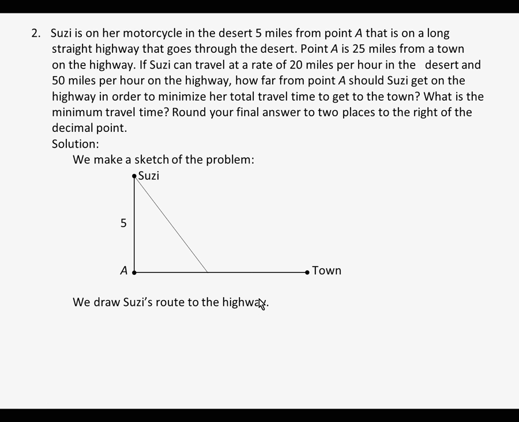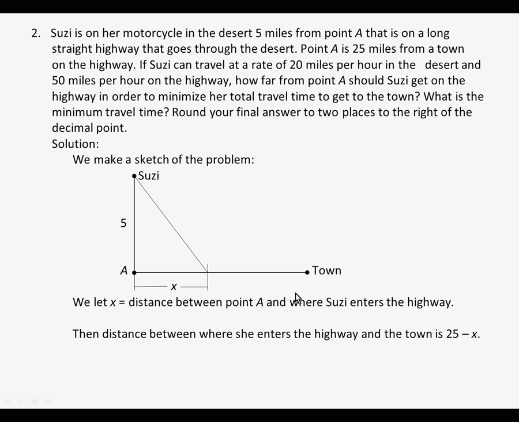Now remember, I want to know how far from A, so call this distance right here X. So X is the distance between point A and where Susie enters the highway. I don't know what it is. Now I have to figure out this distance right here from where she's entering the highway to the town. Remember, this total distance from A to the town was 25 miles. That part was X. So this part here is 25 minus X. So the distance between where she enters the highway and the town is 25 minus X. You should verify that if you add this distance and this distance, you get 25. The sum of the parts is the whole.